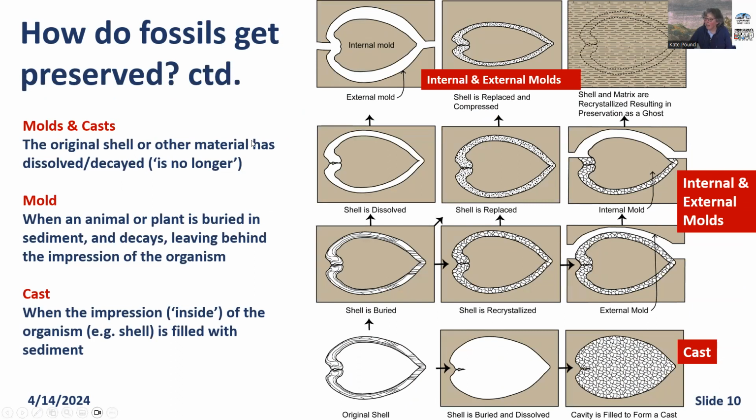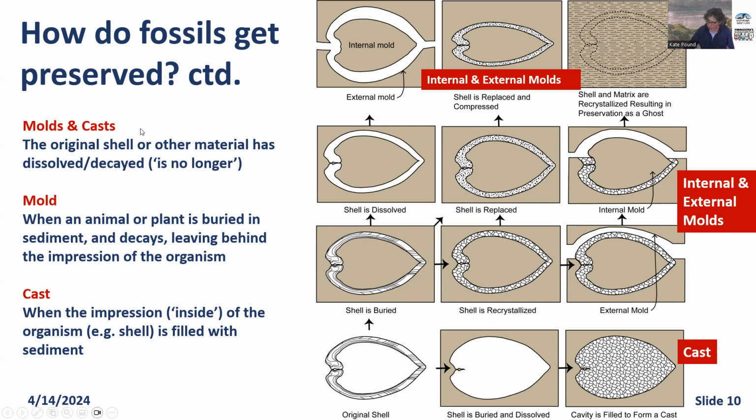There's one other piece we need to think about now. So imagine you've got some kind of shell, and here we are with what it will be. This is some kind of bivalve. And what are you looking at when you look at a fossil? So there's two important terms, molds and casts.